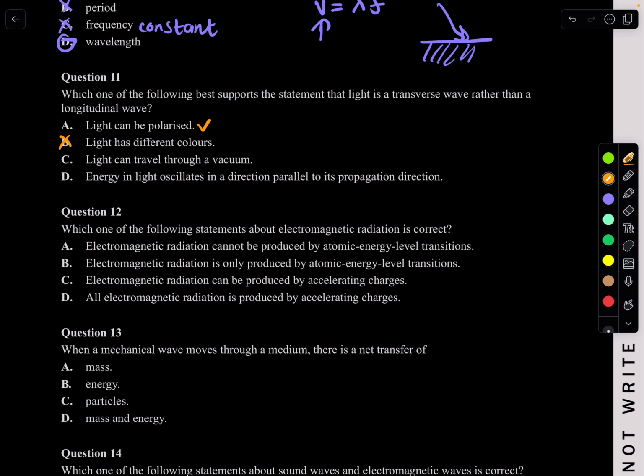It's not a very great proof, so I would also put that as wrong. D, energy in light oscillates in the direction parallel to the direction of propagation. No, not parallel, but perpendicular. Be careful with that one. It's actually perpendicular, so that's wrong. So A, yeah, makes sense. A, only polarization occurs for transverse waves, not longitudinal. So that best describes that one.